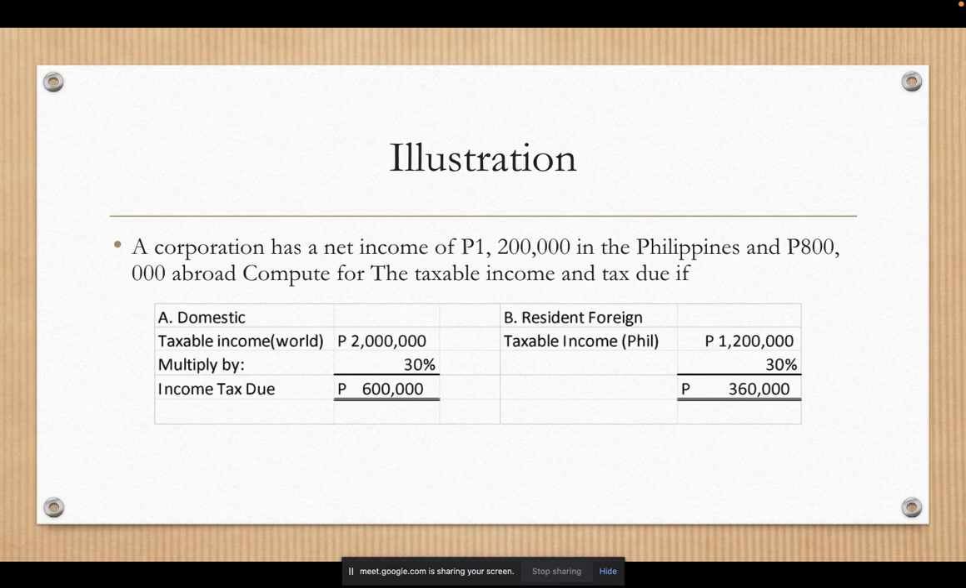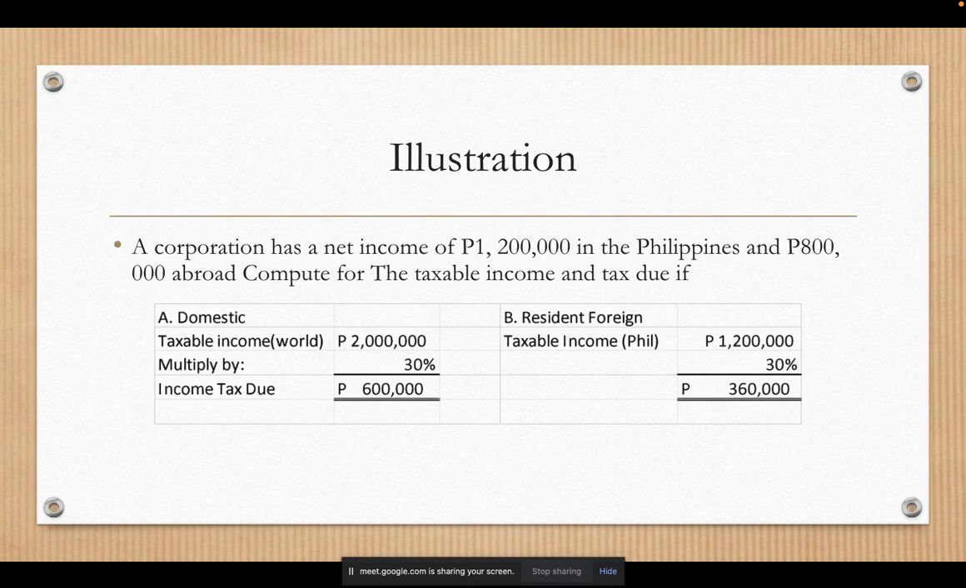So nakita mo yung impact. Okay, what if it's a resident foreign corporation? Sa resident foreign corporation naman, walang masyadong changes dito sa CREATE law. Ang resident foreign corporations, RFCs, nag-change lang siya to 25% pero wala siyang preferential option for the 20%.